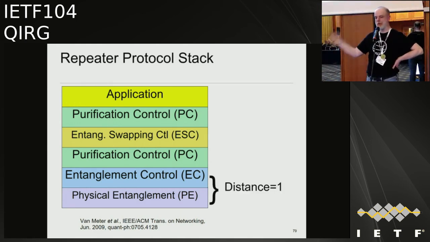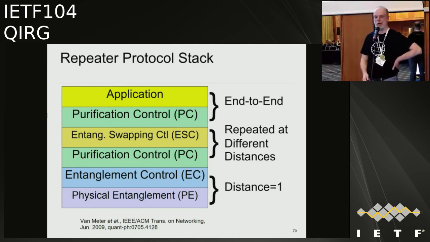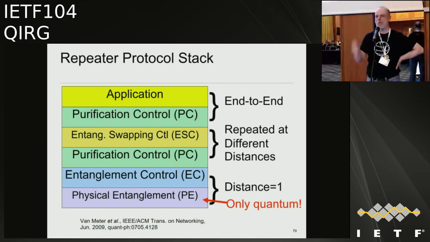Note that these two at the bottom operate over distance 1. The others repeat at different distances. So you're doing entanglement swapping over 2 hops, and then 4 hops, and then 8 hops, and 16. You also have to repeat the purification, because at each level where you're doing this, you're introducing new errors. And then ultimately, hopefully, one purification end to end, and then the application level all the way at the end. Note that the only quantum part of all of this is right there at the bottom.